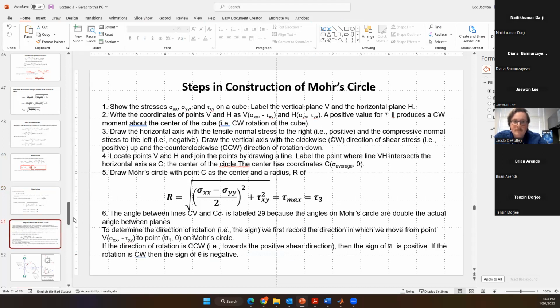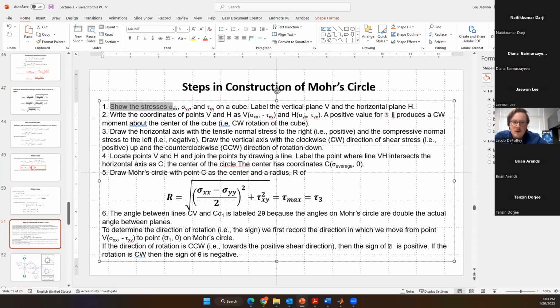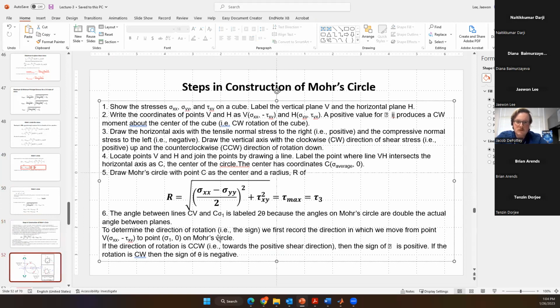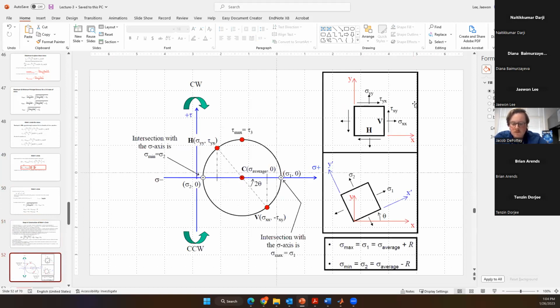So I would like to explain how to construct the Mohr's circle based on the obtained normal stress and shear stress. First, you can make a cube with two normal stresses and one shear stress. Make it.